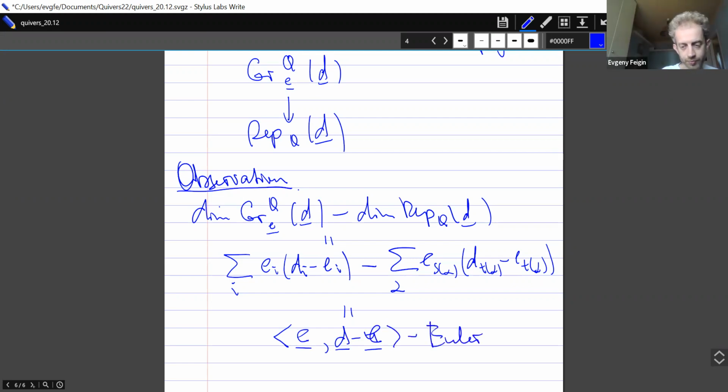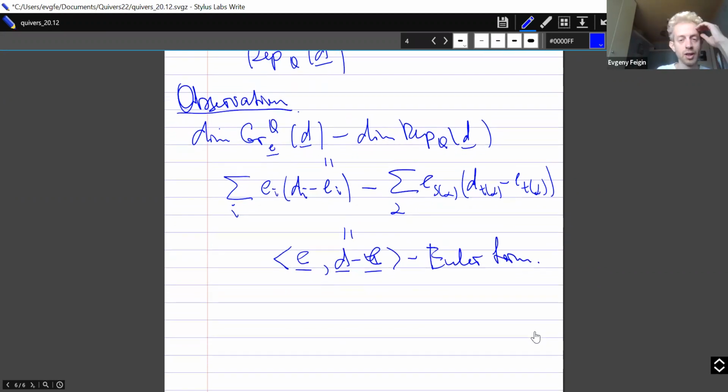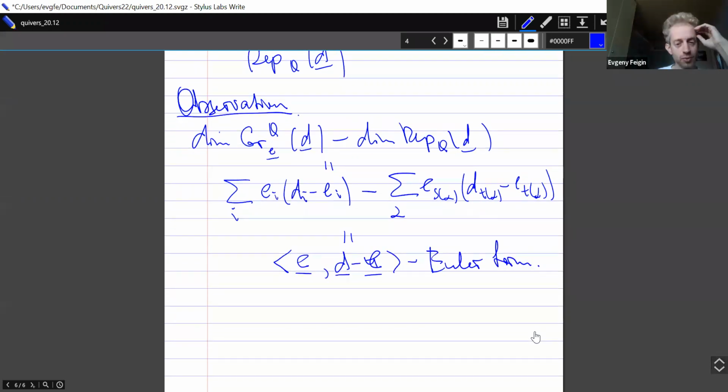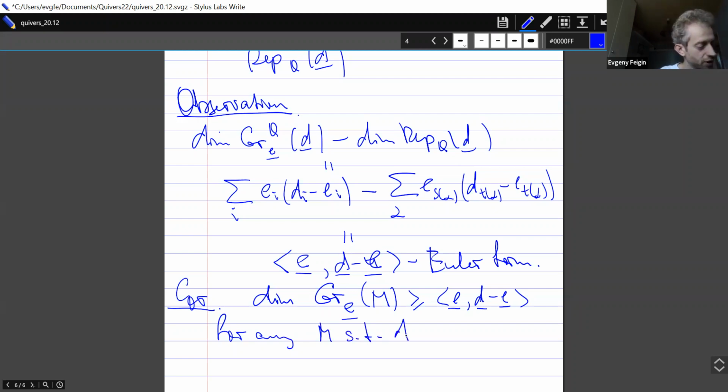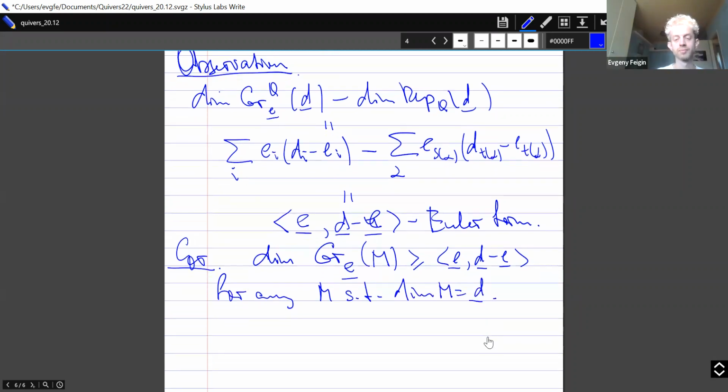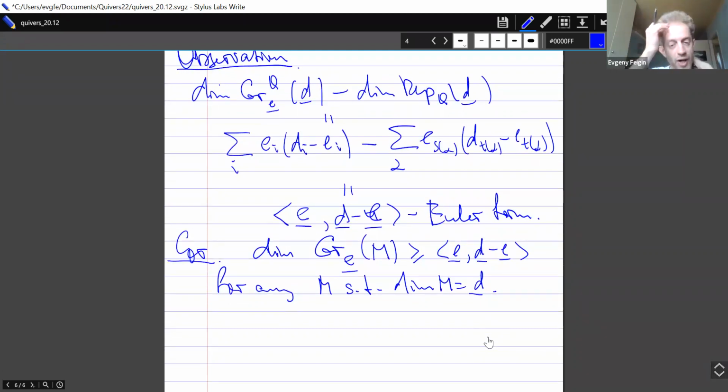So this means, let us put the following corollary: the dimension of the Quiver Grassmannian Gr_e(M) is greater than or equal to the Euler form of e and g minus e, for any M such that the dimension of M is d. Okay. So can you say a few words why?